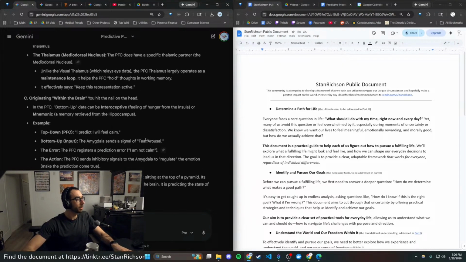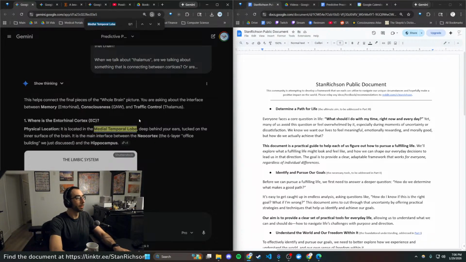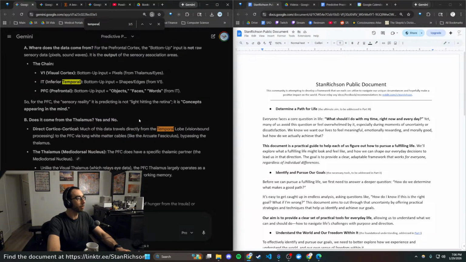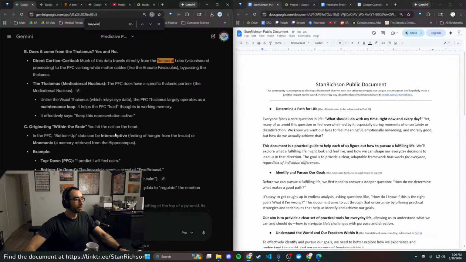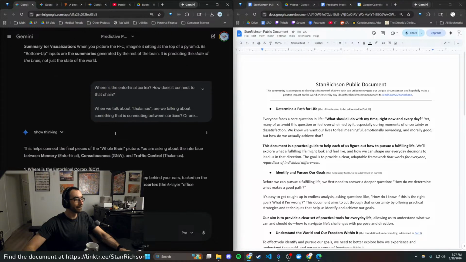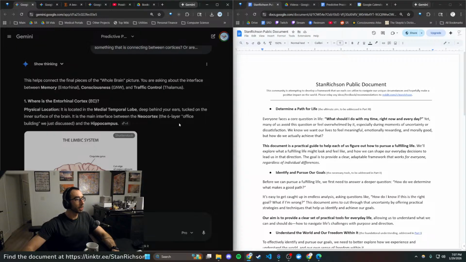Did we just mention the medial temporal lobe? No. But we did mention the temporal lobe. Right, okay. That's the inferior temporal. And inferior doesn't mean below. That means more inner. Deep behind your ears, tucked on the inner surface of your brain, it is the main interface between the neocortex, the 6-layer office building we just discussed, and the hippocampus.